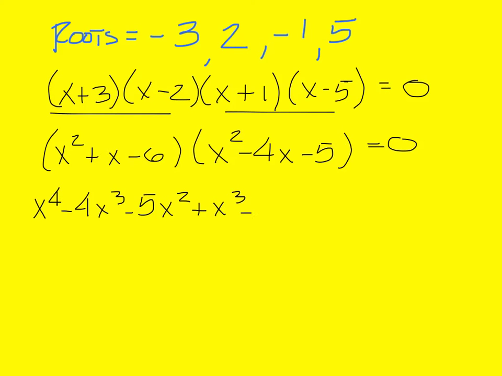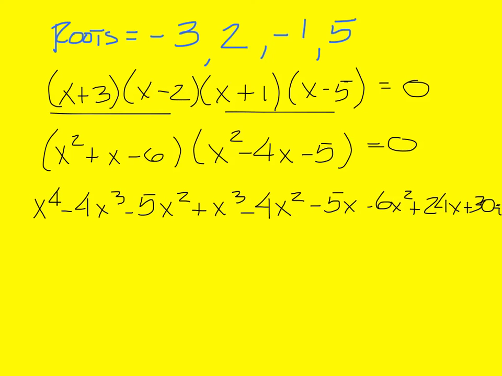x to the third minus 4x squared minus 5x, and then minus 6x squared plus 24x plus 30, and just barely squeaking in a 0 at the end.